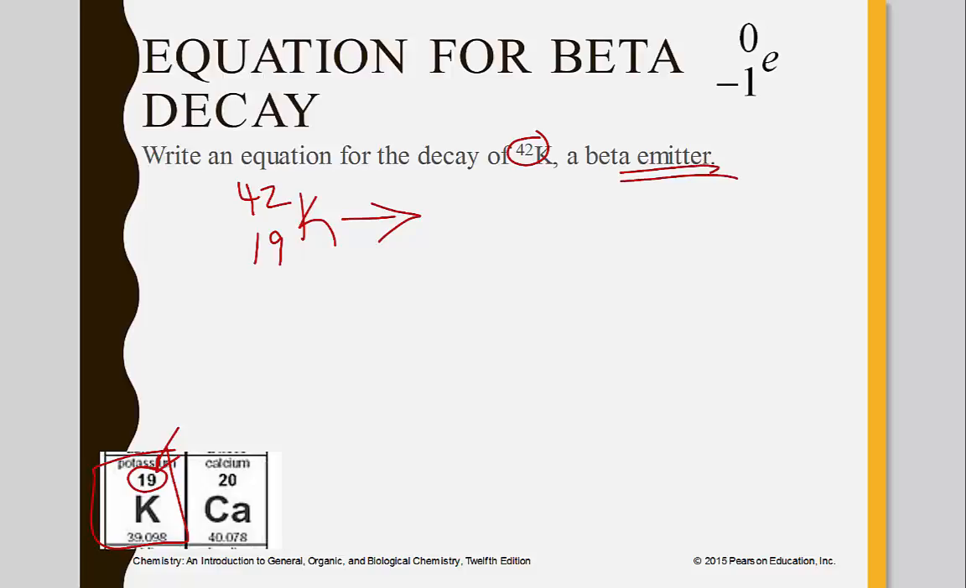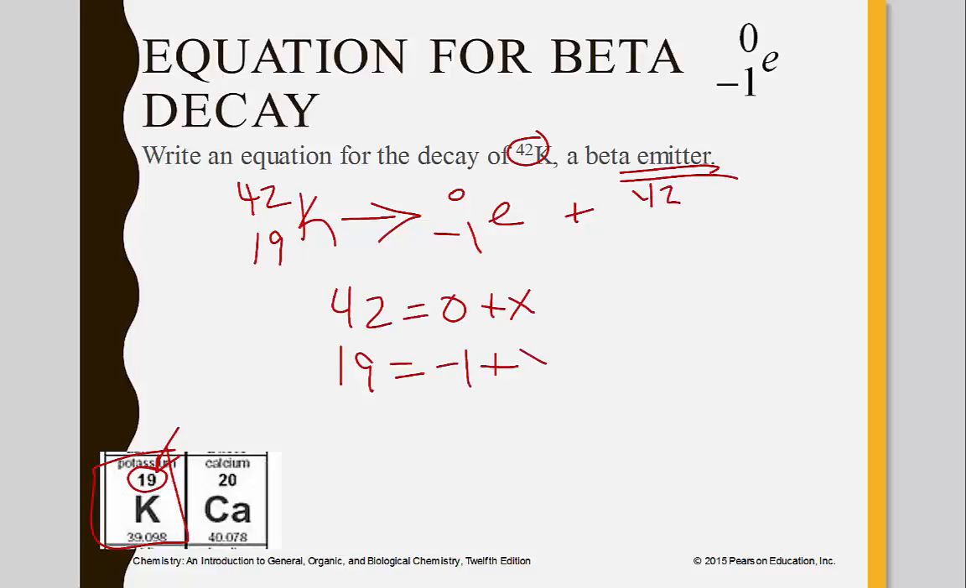So 0 over negative 1, e, plus whatever we have left over. So 42 is equal to 0 plus x. That means our top number is going to be 42. 19 is equal to negative 1 plus x, which gives us the number 20. So 20 is what we're going to look for on the periodic table. It's right there. That's why we have calcium.